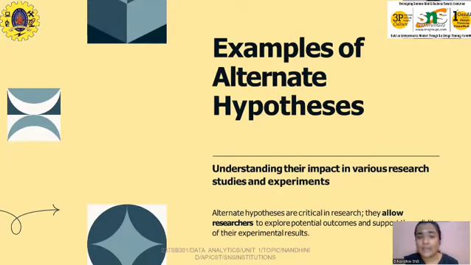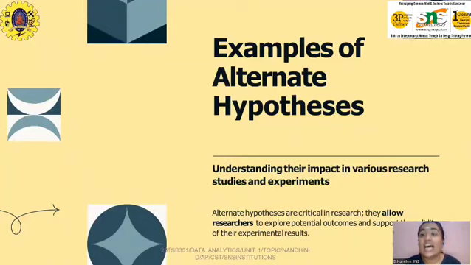Next, we can see some types of alternative hypothesis. There are three types of alternative hypothesis. One is the left-tailed hypothesis or one-tailed test. Second is the right-tailed hypothesis or one-tailed test, of the greater-than type. Third is the two-tailed, so not equal to type.